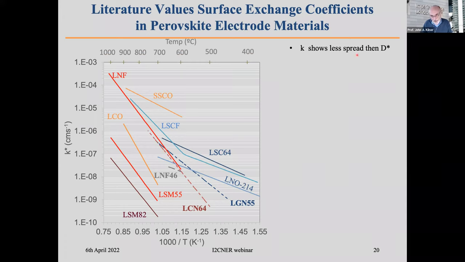So K shows less spread than D. It shows the same trends. The faster diffusers have faster surfaces. The slower diffusers have slower surfaces. So K and D are related.